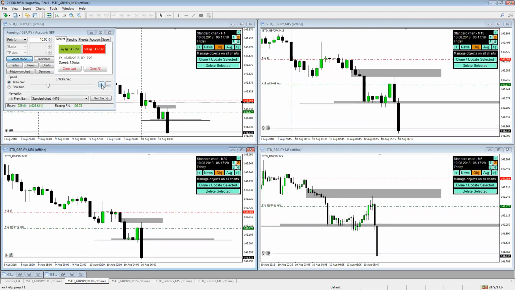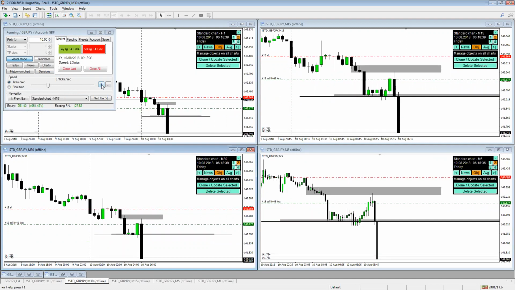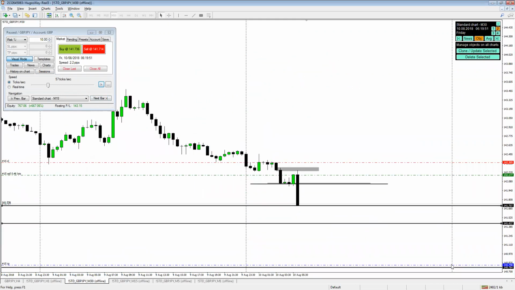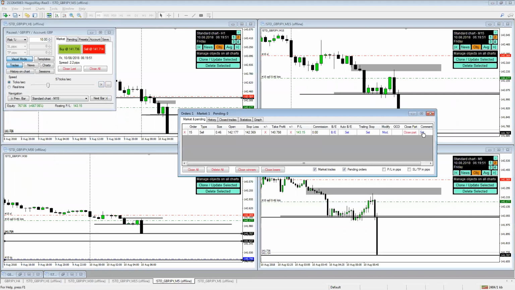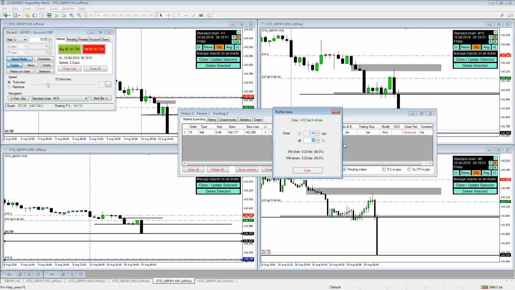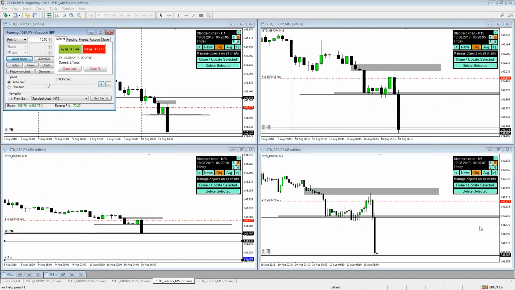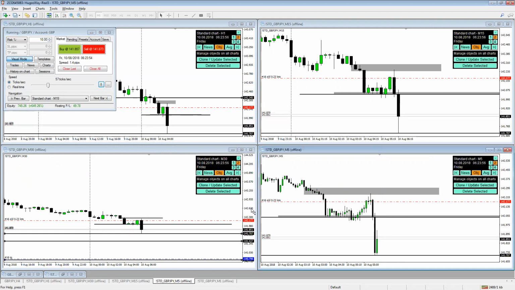Holy shit. Holy shit. Let's go 50%. Close, break even. If you retest this one, I might get a second trade.